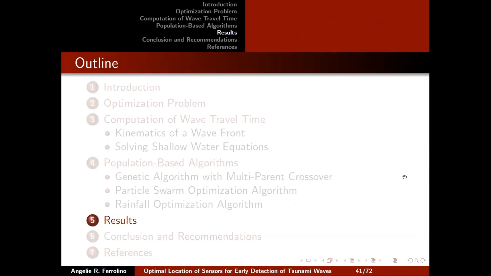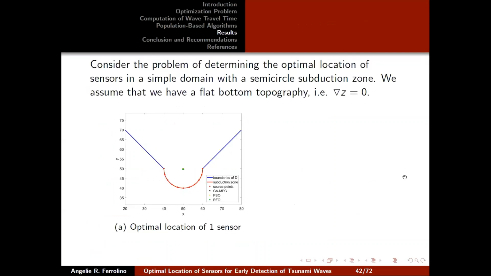So here are my numerical results. First, we consider the problem of determining the optimal location of sensors in a rectangular domain with a semicircle subduction zone, as we can see in this figure. Here we assume that we have a flat bottom topography, meaning we have a constant water depth. Here is the optimal location of one sensor. Note that it is located at the center, and this makes sense since if we have a constant water depth, then the wave travel time depends on the distance. And here, all the source points in the semicircle are equidistant to the center. That's why we have the center as the optimal location.